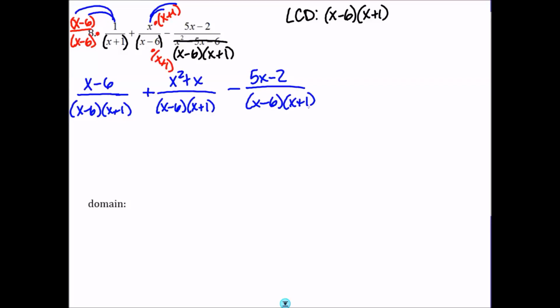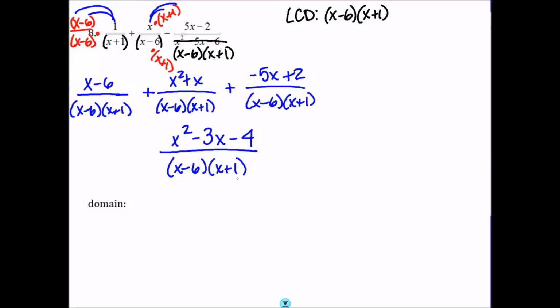So now we can go ahead and combine our numerators. But the one thing to be careful with is that we need to distribute the subtraction to the numerator of the last fraction. So we could rewrite this as negative 5x plus 2. So now when we combine our numerators, we end up with x squared minus 3x minus 4 over x minus 6, x plus 1.